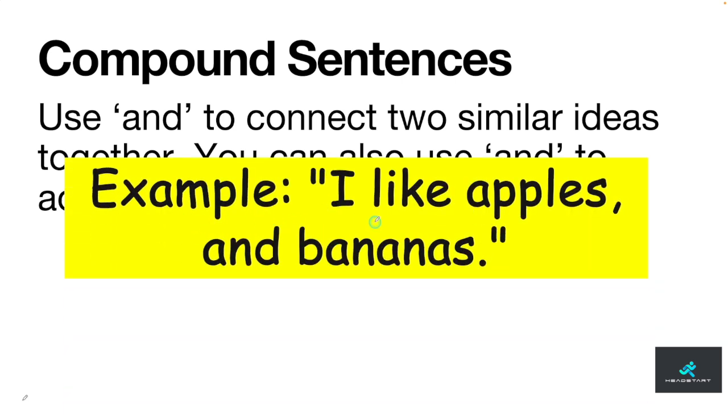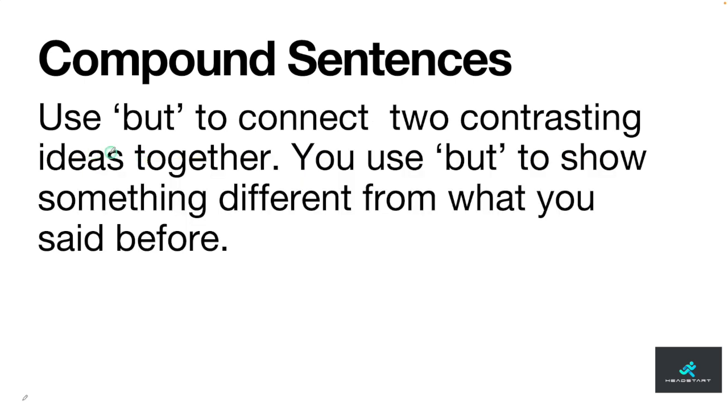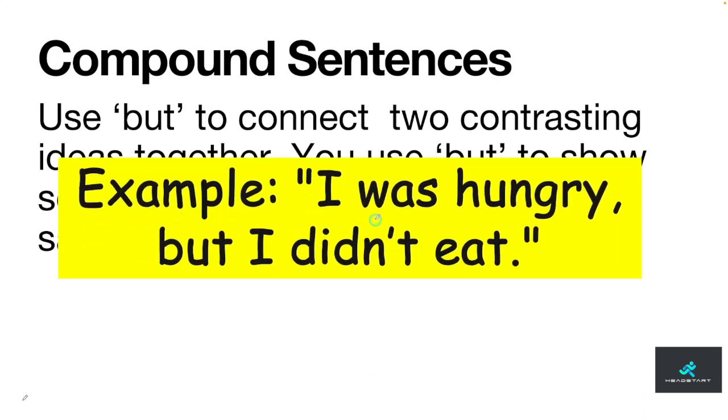So for example, I like apples and bananas. We use but to connect two contrasting ideas together. You use but to show something different from what you said before. So two things are not similar. Is that what contrasting means? Yes, it means two things are not similar. Okay, so here's an example. I was hungry, but I didn't eat.